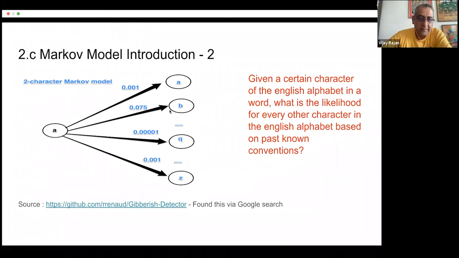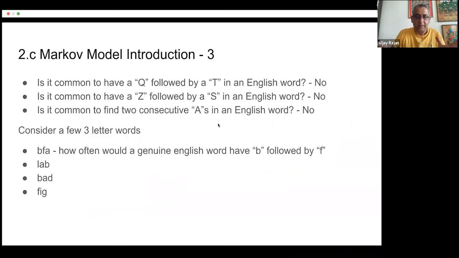So yes, given a character, what is the likelihood of other characters, right? The likelihood of a Q is actually really small. The likelihood of A, quite small. B, not as small. Z, yeah, it's quite small. So that's basically the concept of the Markov model with this gibberish detector.